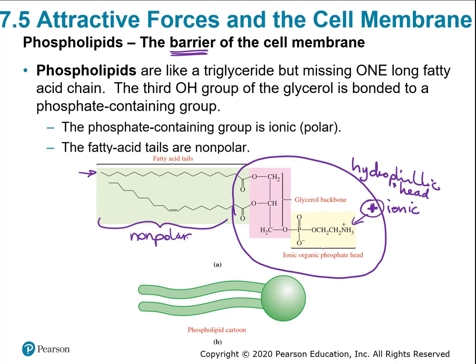So do you see how it looks like a soap molecule with an extra tail? Remember, soap was like a head with just one squiggly line coming off? This one is actually a head with 2 little squiggly lines coming off because it's got 2 fatty acid chains instead of just one long chain, like a soap does.